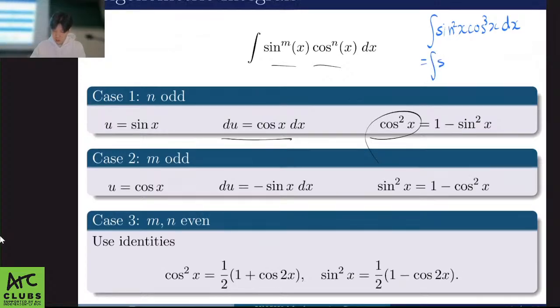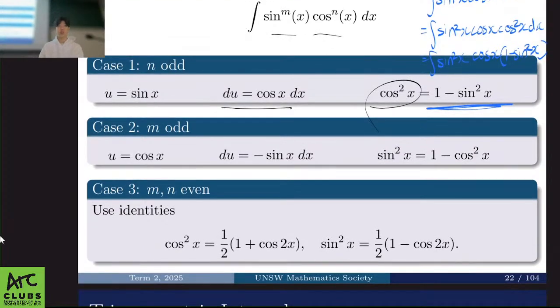So I want to split it into cos x, cos squared x dx, because I want to use this formula at the bottom here. So I turn it into 1 minus sine squared x. Now if I use the substitution u equals sine x here, the sine squared becomes u squared, the 1 minus sine squared becomes 1 minus u squared, and the cos x dx becomes du. And this becomes something much easier to integrate.